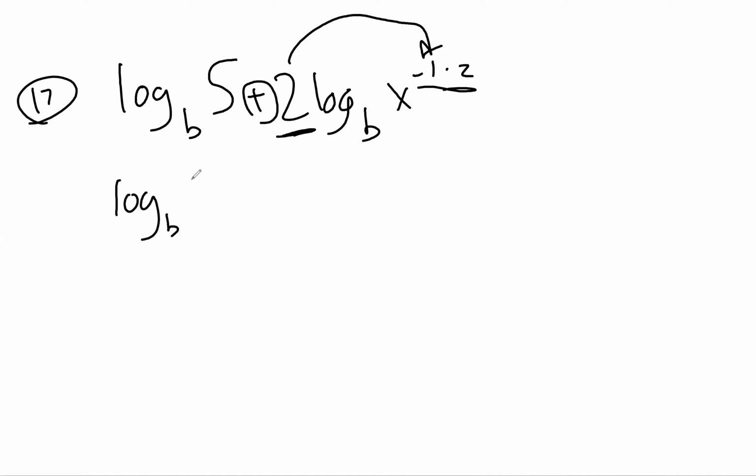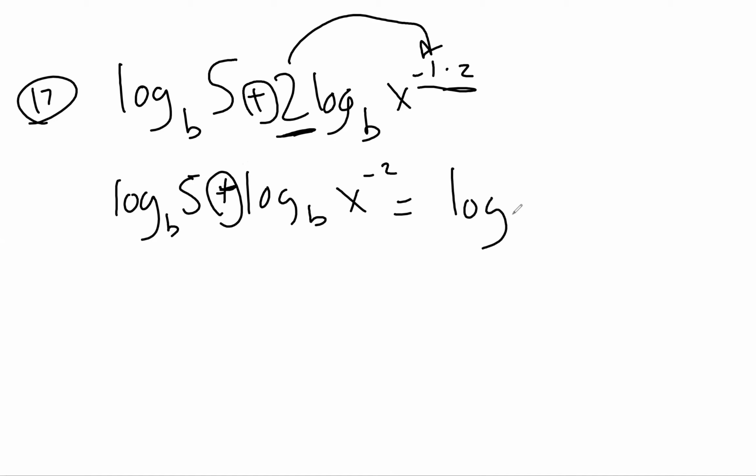Let me rewrite this because I'm getting messy here. So this is going to be log base b of 5 plus, and then the 2's going up, so we'll have log base b of x to the negative 2. Someone already told me that this was multiplication, which is right. However, we got to pause for a second. Let's write that out so you can see it. Log base b of 5x to the negative 2.